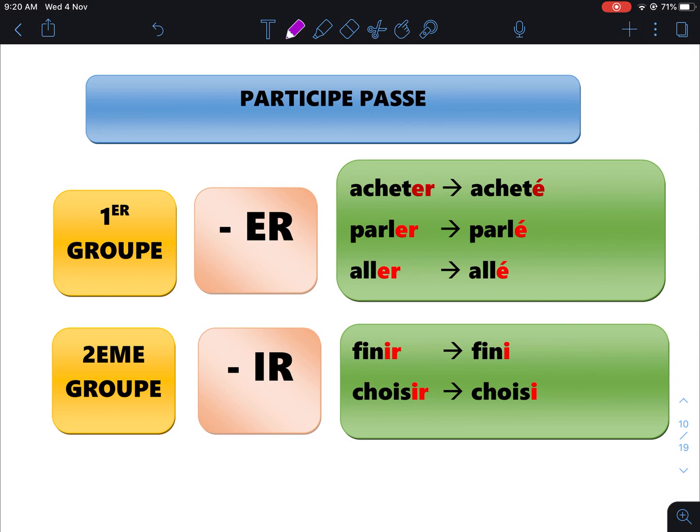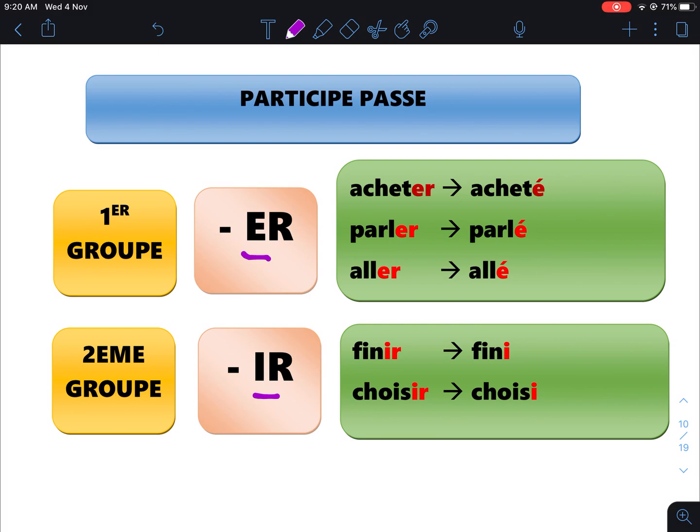Okay, so there are of course 3 groups of French verbs. You have regular verbs, which is the first and second group of French verbs. The first group ends with ER. The second group ends with IR. And the third group are irregular verbs. Okay, so we'll look at the first and second group, alright? Let's look at these groups and let's learn how these verbs are changed to past participle.